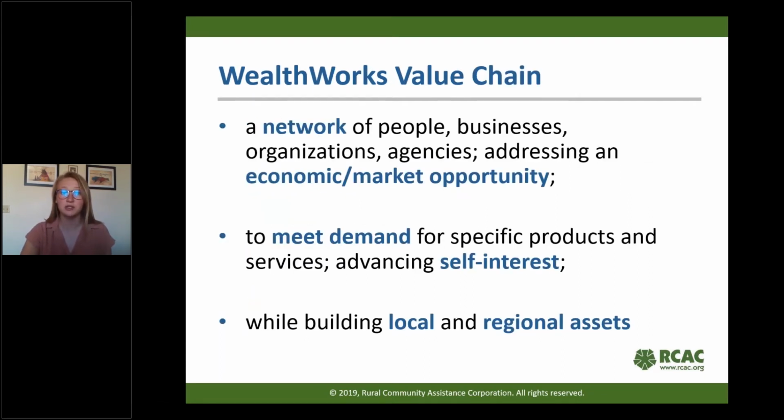Value chains are a tool to express economic development opportunities, representing a network that links assets and economic opportunities to market demand. Now we'll talk about how you build one of these value chains and the partners and stakeholders it takes to make it happen.